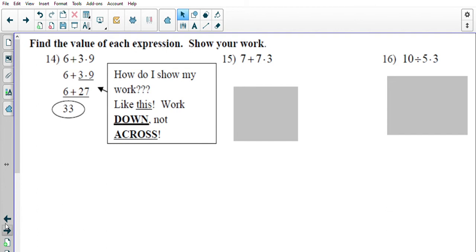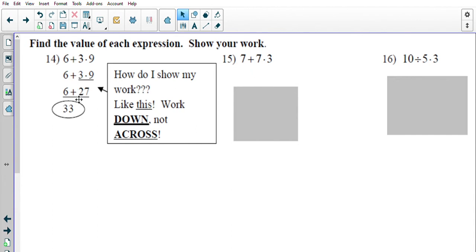So number 14, we have 6 plus 3 times 9. This one is done for you. I started by doing multiplication. I don't have any grouping symbols. I don't have any exponents. So we go to multiplication. I like to underline the step that I'm doing. You don't have to do that, but I think it does help you see what we're doing and in what order. So 3 times 9 is 27. Now we'll do 6 plus 27 to get a solution of 33.